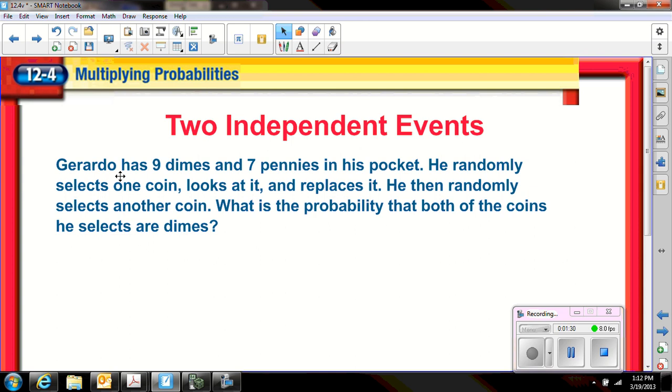First example, Gerardo has 9 dimes and 7 pennies in his pocket. He randomly selects one coin, looks at it, and replaces it. He then randomly selects another coin. What is the probability that both of those coins are dimes? So the key word here is that he replaces it. By replacing this first coin, the odds are not going to change between the two events. This is what makes them independent.